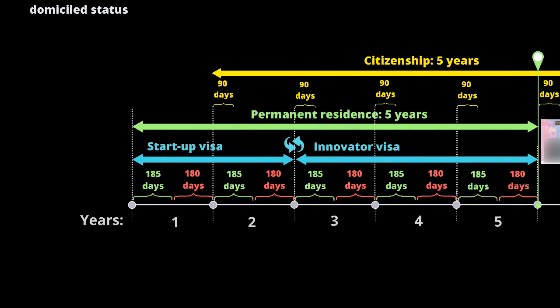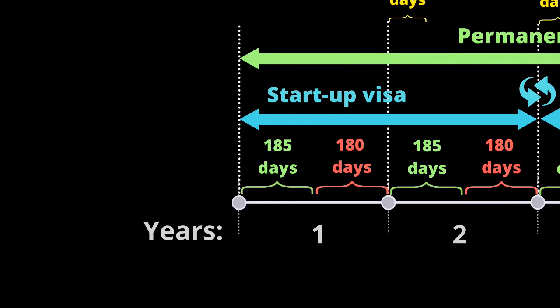So just to focus in on one of these years, if you're beginning on the startup visa, your maximum absence period in any rolling 12-month period is 180 days. That means you've got to be in the UK for 185 days. Now, this is important because from a tax perspective, if you're in the UK for more than 183 days, then you will be tax resident.